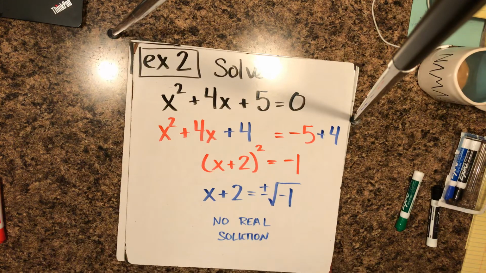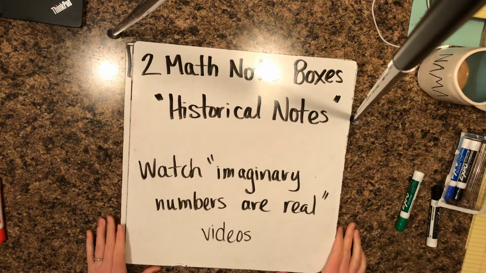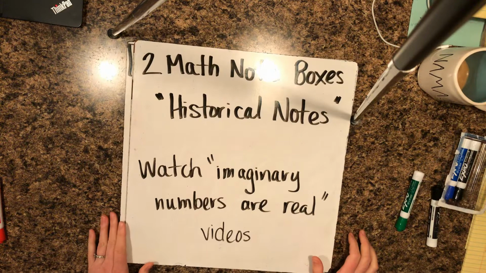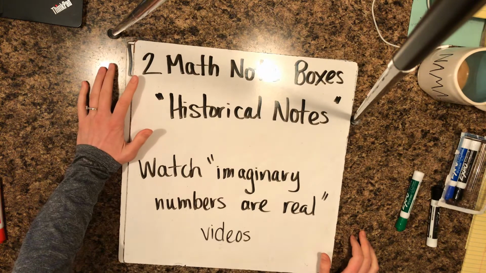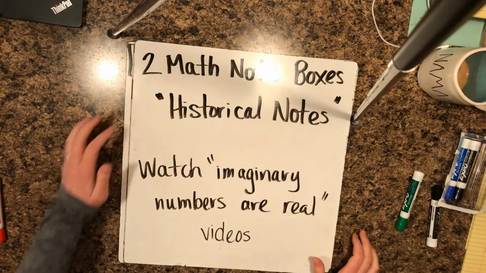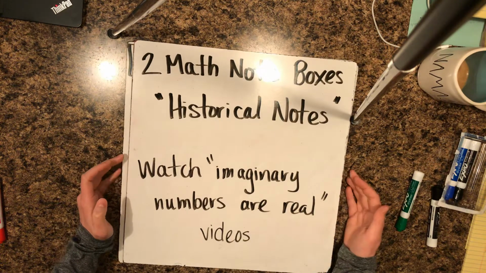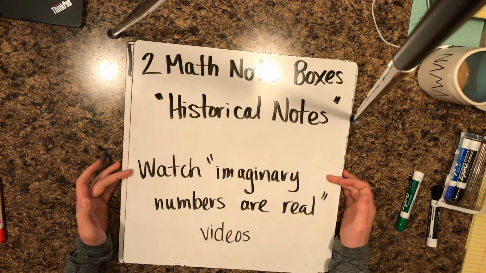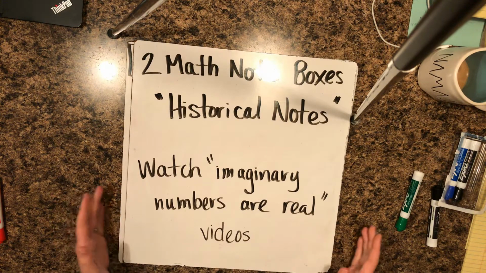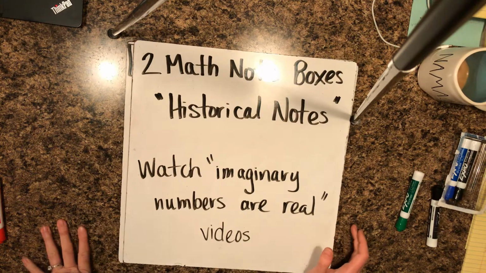Okay? So at this point in time, I want you guys to open, I'm going to say open your book, but that doesn't make sense. Go to your online textbook in chapter 8, section 8.2.1. There are 3 math notes boxes in this section, but there are 2 that are historical notes. I want you to read through those. I also want you to watch the YouTube video called Imaginary Numbers Are Real. There should be 2 videos for you to watch. When you're done with those, I want you to come back and watch my second video in this section.